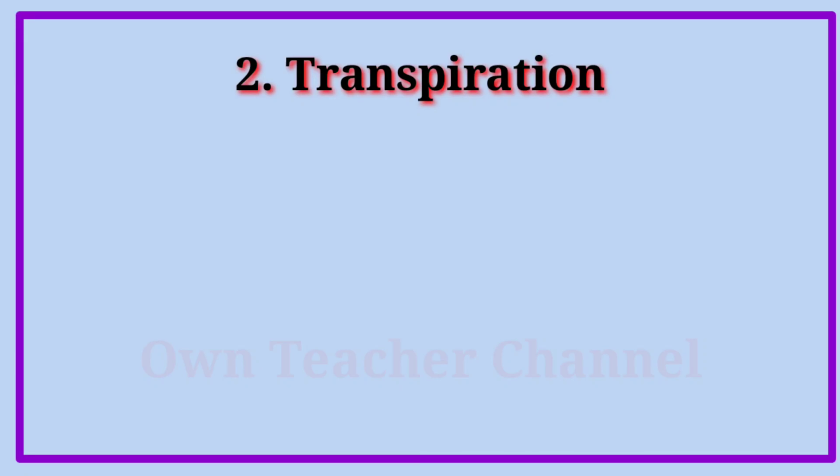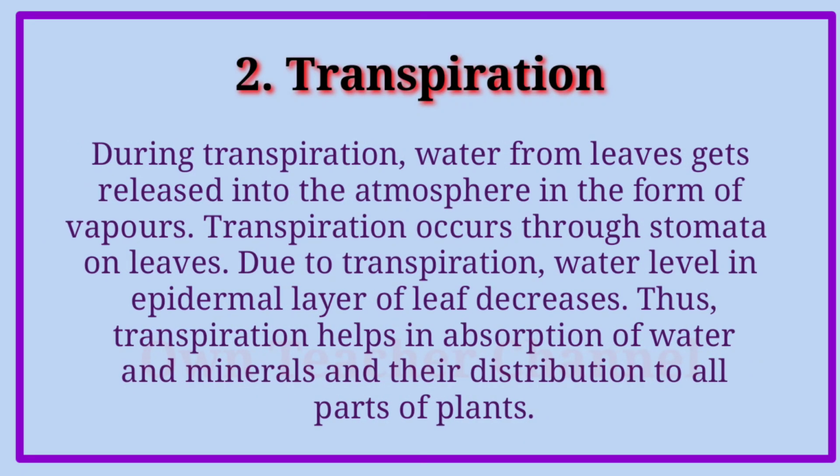2. Transpiration. During transpiration, water from leaves gets released into the atmosphere in the form of vapors. Transpiration occurs through stomata on leaves. Due to transpiration, water level in the epidermal layer of the leaf decreases. Thus, transpiration helps in absorption of water and minerals and their distribution to all parts of plants.